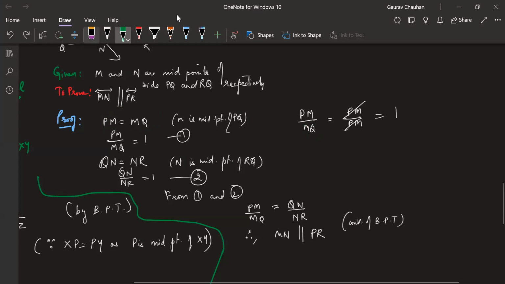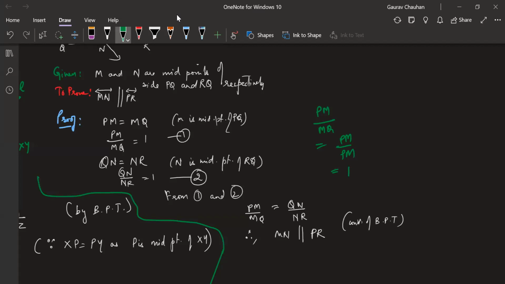Yes. Ratio of two equal things will always be 1, no, Deepak. So I did not go ahead and write this step. PM by MQ is equal to PM by PM. That is equal to 1. After cutting this, I skipped this step because it is okay for skipping, just think about it, Deepak.